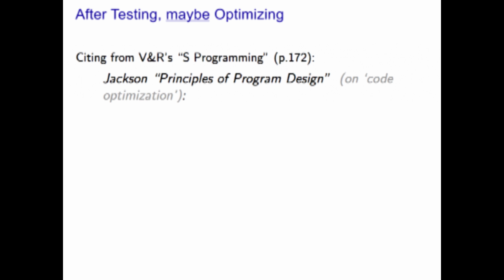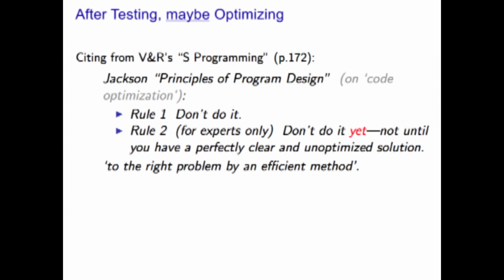There's Venables and Ripley's book on S programming. They cite an older book on programming, Principles of Program Design. Rule 1, don't do it. Don't do code optimization. Rule 2 for experts, don't do it yet. Not until you have a perfectly clear and unoptimized solution. So don't go to C or Rcpp before you have a pure R version that at least works fine for small cases, that you can check, that you can write test code for already before going to the other thing. And don't do it yet until you have a perfectly clear and unoptimized solution to the right problem by an efficient method.